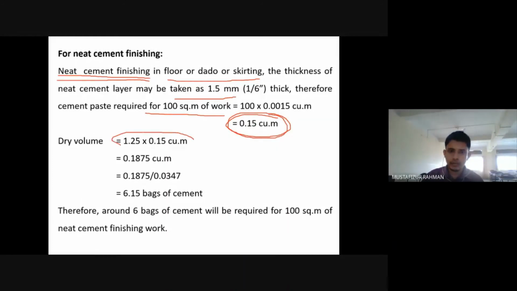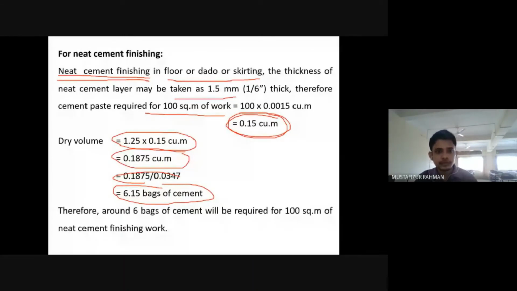For dry volume of cement, we are increasing it by 25% because here only cement is being mixed. Finally, we see that around 6 bags of cement will be required for neat finishing work. This is for your information.